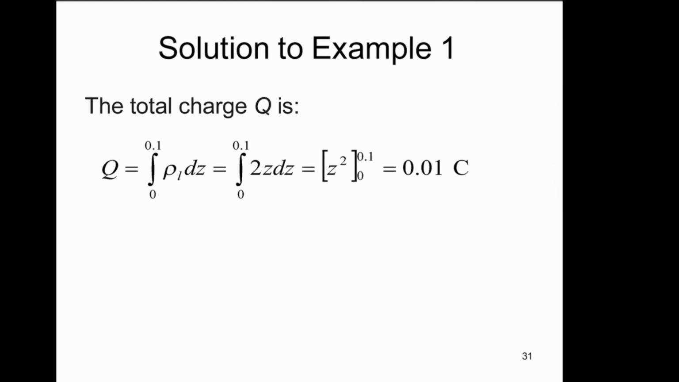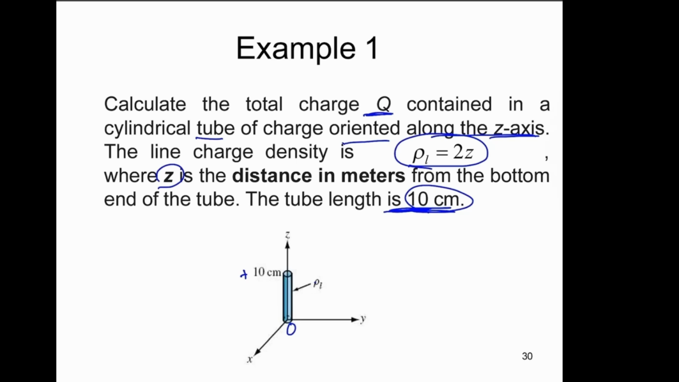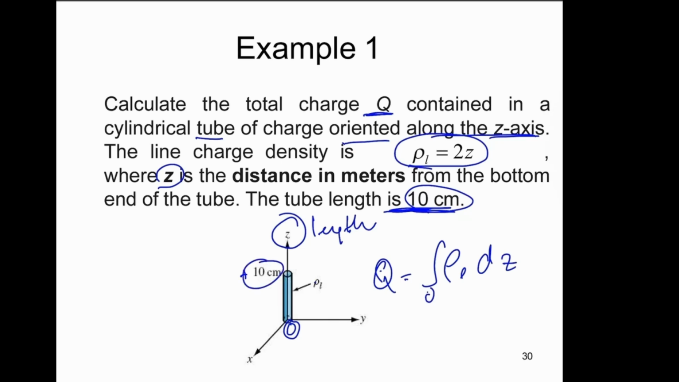Okay, this one, dz, we use this as length. dz is from 0, we integrate from 0. Q equal to the integral of rho L dz from 0 to 10 centimeter. 10 centimeter means 0.1.